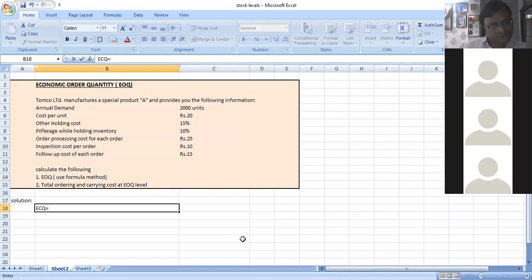Economic order quantity in root, here it is very difficult to insert this. It is not available in Excel, to insert the symbol. I am trying my best.